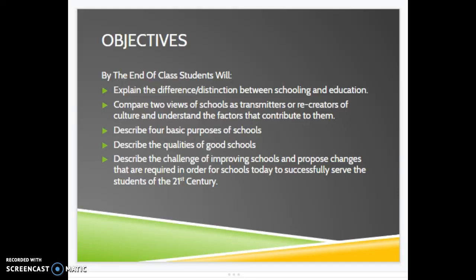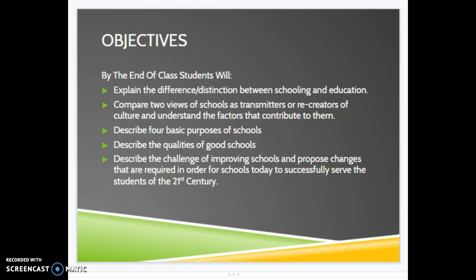Okay, so chapter 2 discusses what is the purpose of schools. And there's a few things that you need to first distinguish between. One is understanding the difference between schooling and education, looking up the differences between schools being transmitters of culture or recreators of culture, and understanding the factors that contribute to them. We will look at the 4 basic principles of schools. What are the qualities of good schools?